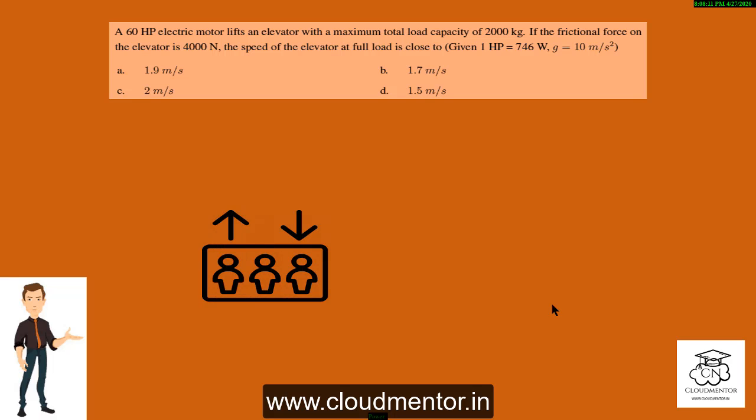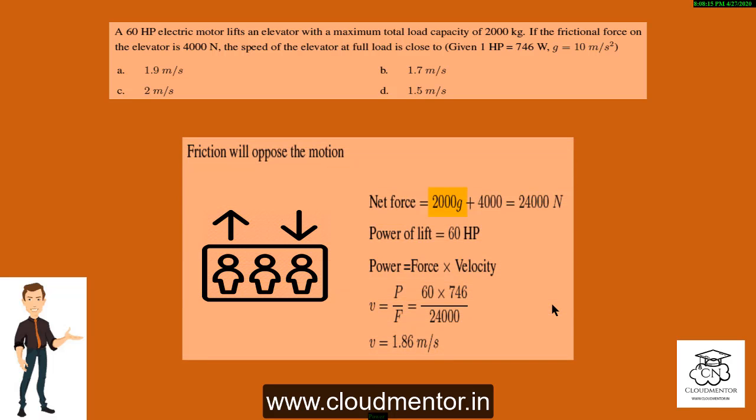So here we have a lift which is moving upward. It has a total load capacity of 2,000 kilograms. And as it is moving upwards, a frictional force acts downwards. Given the frictional force is 4,000 Newton. Now if the lift moves upward, it should produce a force equal to the net force created by the weight of the full load and also the frictional force. The weight of the load will be the product of mass and acceleration due to gravity. Taking g as 10, we get the weight as 20,000 Newton. Now adding it to the frictional force, to get the net force acting downwards, we get a total of 24,000 Newton.